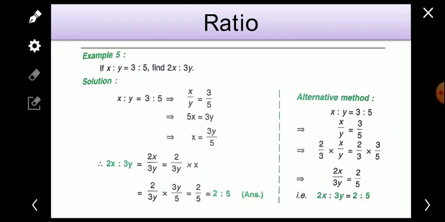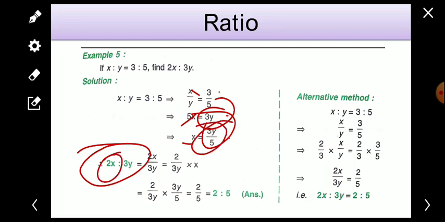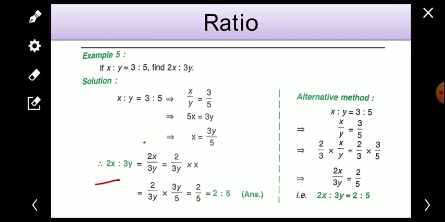So here also we'll do the same. x is to y is given, and 2x is to y is asked. So x is to y is equal to this, then x by y is equal to 3 by 5. Simply we can write it as a fraction also. It means 5x by 3y is equal to this. So x is equal to this is given. If we have to find this, then simply in place of x we will put the value of x. So here 2x by 3y is equal to what will be? 2x by 3y. You can see here. Simply it has been done.